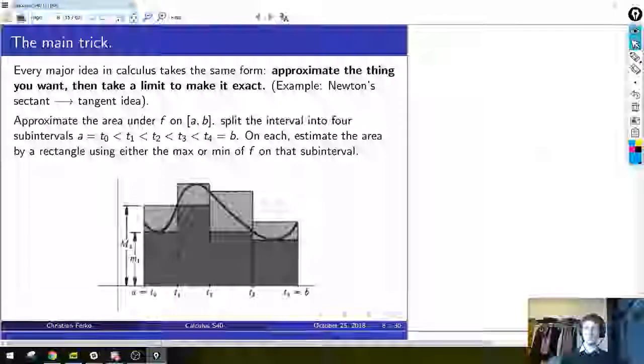And then towards the end of last time, I said the way that we're going to make this precise is similar to what we did with the idea of a derivative. You approximate the thing you want, which in the derivative case was, I can't believe I misspelled secant as sextant, or sectant, a secant line with no t. We approximated with a secant line and took a limit to make it a tangent line.